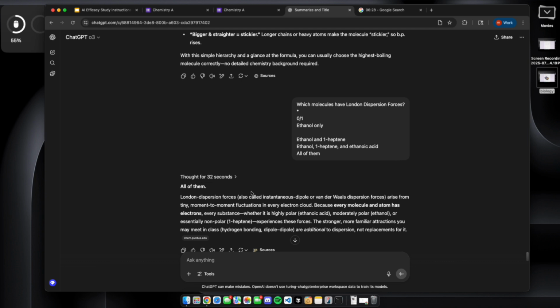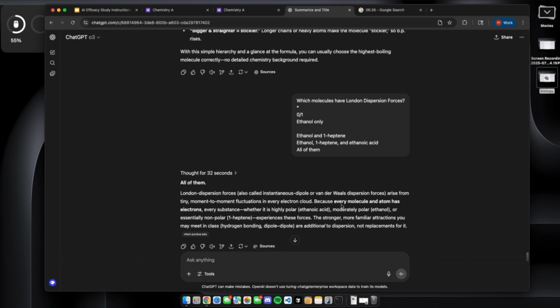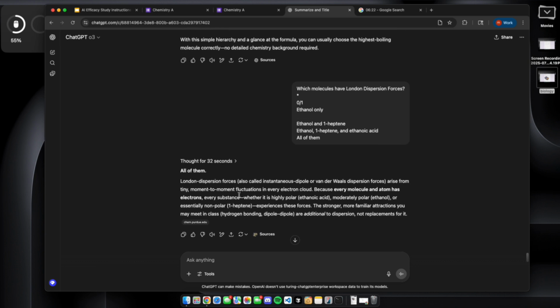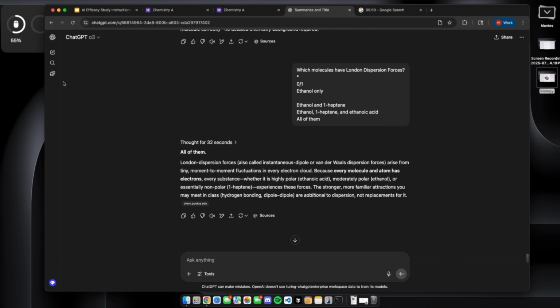London dispersion forces, also called instantaneous dipole or van der Waals dispersion forces, arise from tiny moment-to-moment fluctuations in every electron cloud. Because every molecule and atom has electrons, every substance, whether it's highly polar, ethanoic acid, moderately polar, ethanol, or essentially nonpolar, one heptene experiences these forces. The stronger, more familiar interactions you may meet in class, hydrogen bonding and dipole, are additional to dispersion, not replacements for it.